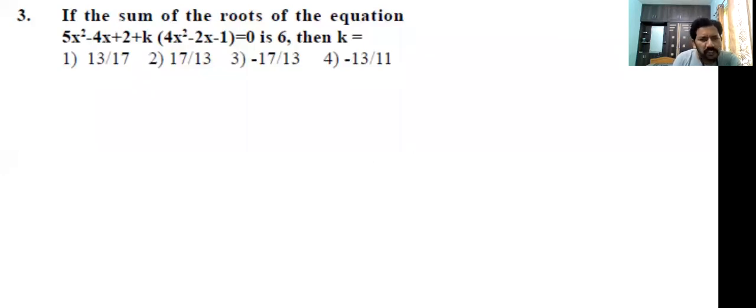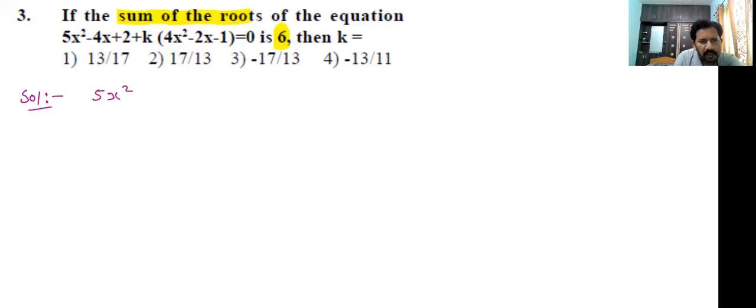Students, see the third question. What is given: the sum of the roots of the equation is 6. Sum of the roots is given. Then find k value. First observe that the quadratic equation is not in proper order. So we need to change.